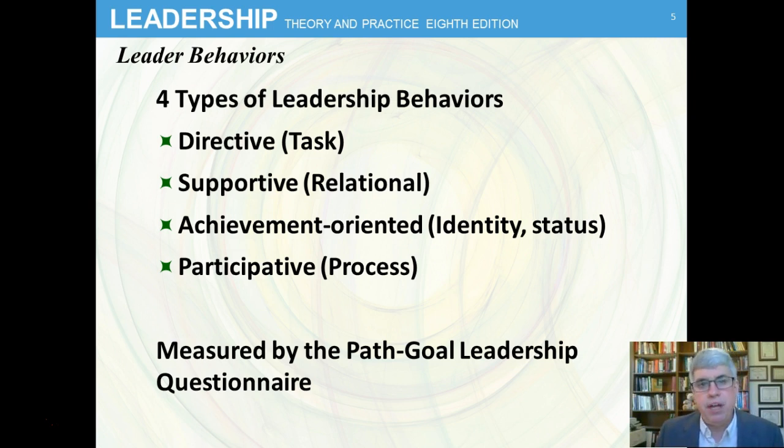Now, when you try to remember the types of behavior, task and relational, just those two, that's kind of easy to remember. But how do you remember when there's four types of leadership behaviors? I like using the acronym TRIP, like I'm going on a trip somewhere: task, relational, identity, and process. These are four things that I need to be concerned about in my behavior when I interact with the people that I'm leading. At the end of the chapter, there's a path-goal leadership questionnaire, and these are the four types of behaviors that are measured by that questionnaire.